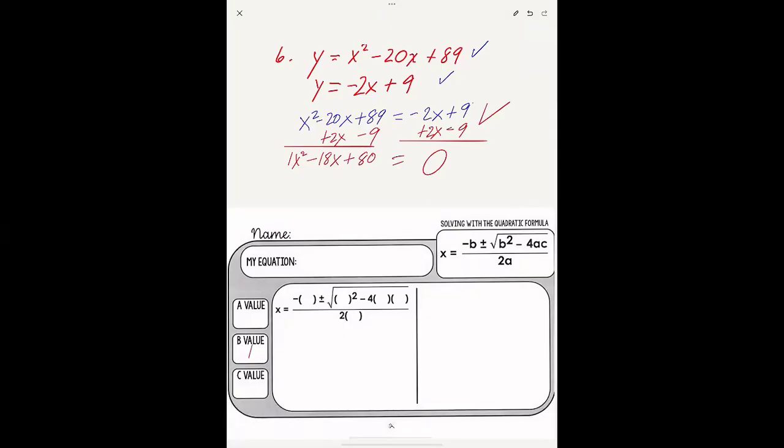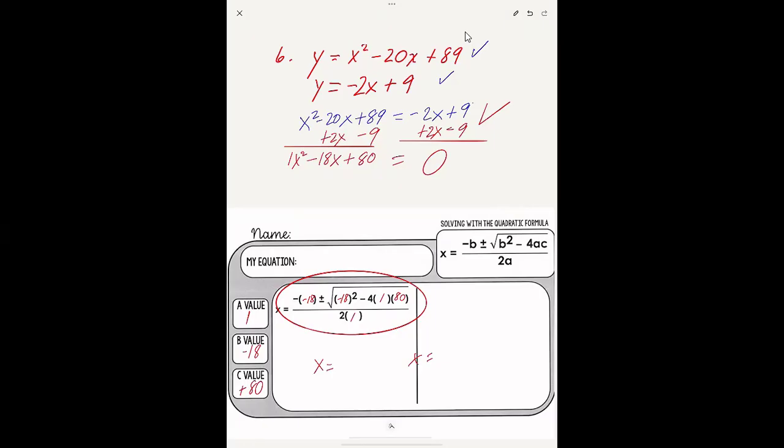1, negative 18, a positive 80. This is going to be a negative 18 in both of these spots, 1 in both of these spots, and a positive 80. And from here, you just use the quadratic formula, and you should get 2 solutions. And that's all we're doing.